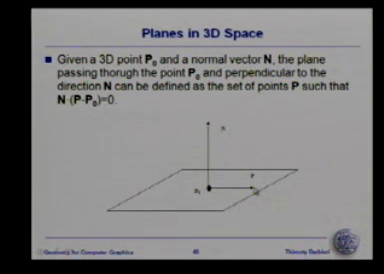Because if this is P and this is P0, then this is P minus P0. Scalar by n, it should be 0 because it has to be orthogonal. Every vector constructed this way has to be orthogonal to the normal. Right? Did you understand? Yes.